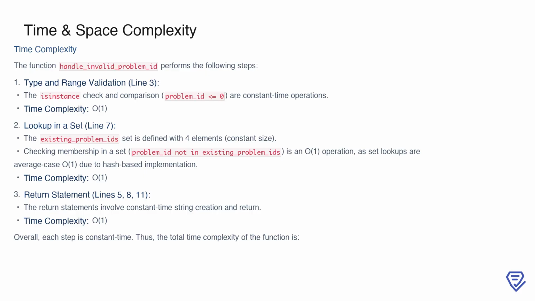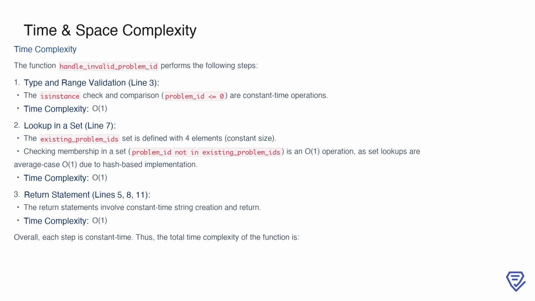Next, we perform a lookup in a set to verify whether the given problem ID exists in our predefined set of valid IDs. Because the set is implemented using hash-based indexing, lookups in this data structure, on average, are performed in constant time, or O(1).